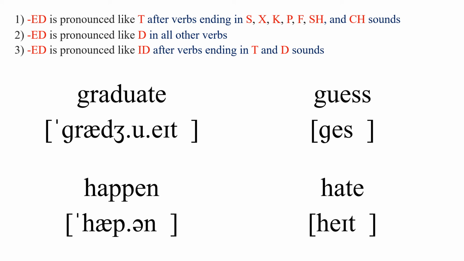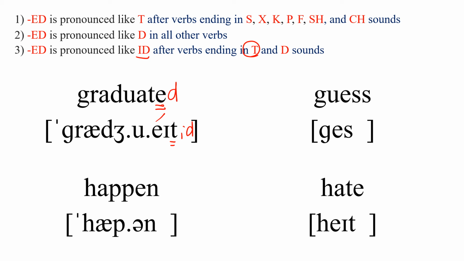Next one, graduate. This is an E ending, so we just put a D here, but it sounds like graduate, so it's a T ending, so we put "id" and read graduated. So the accent comes here, graduated.